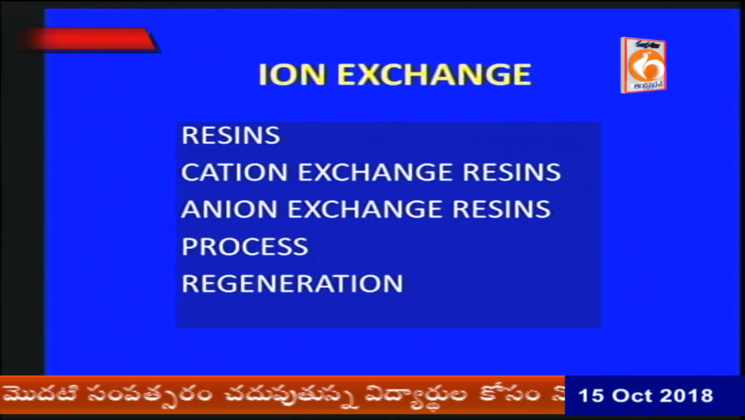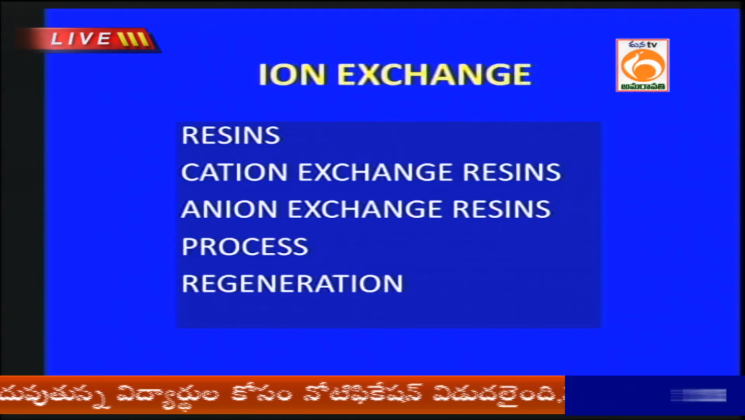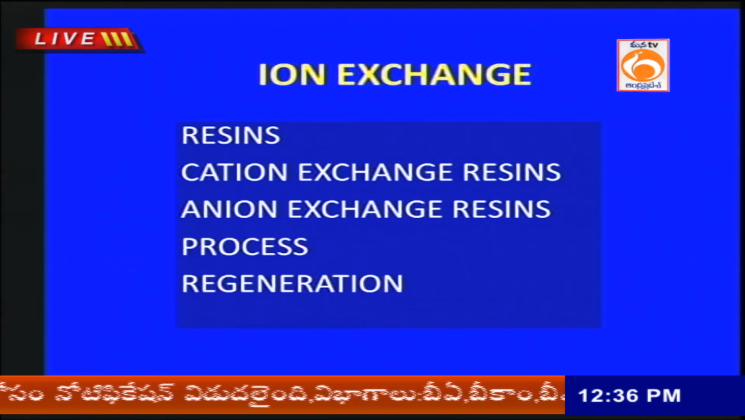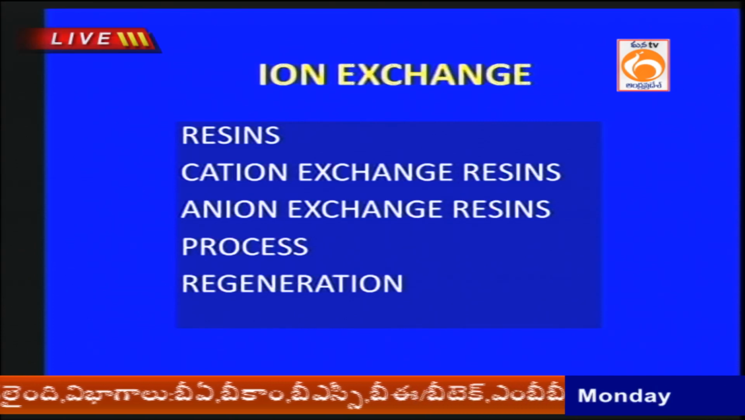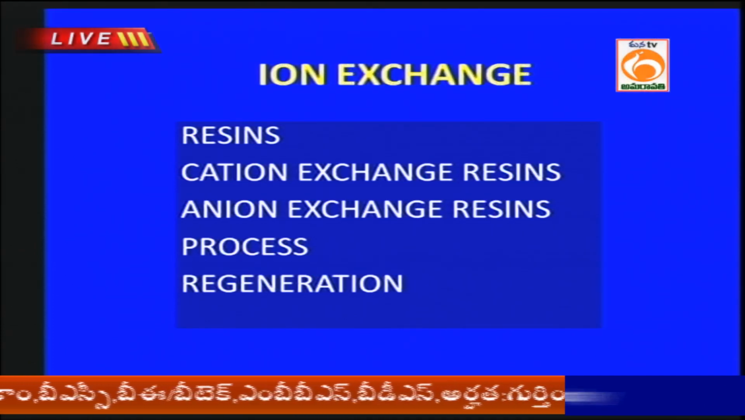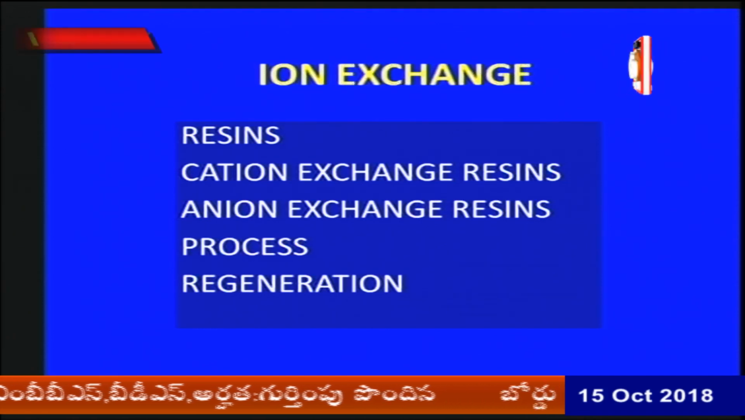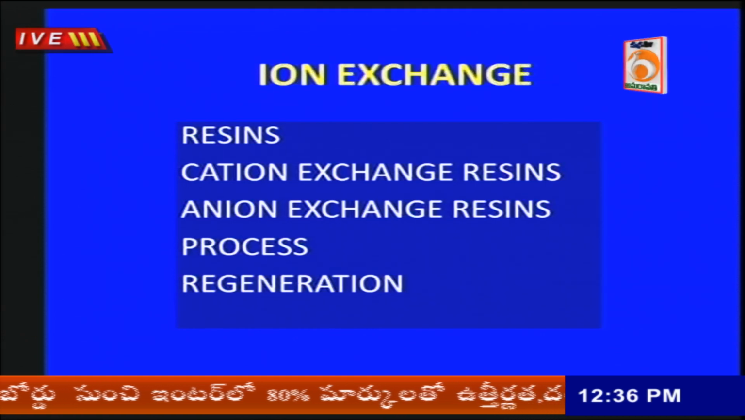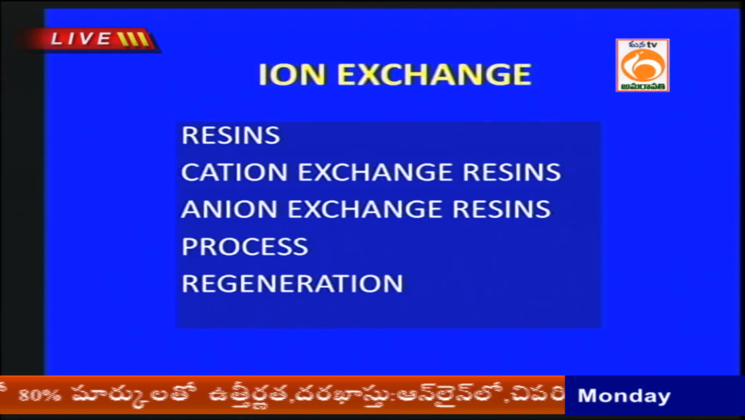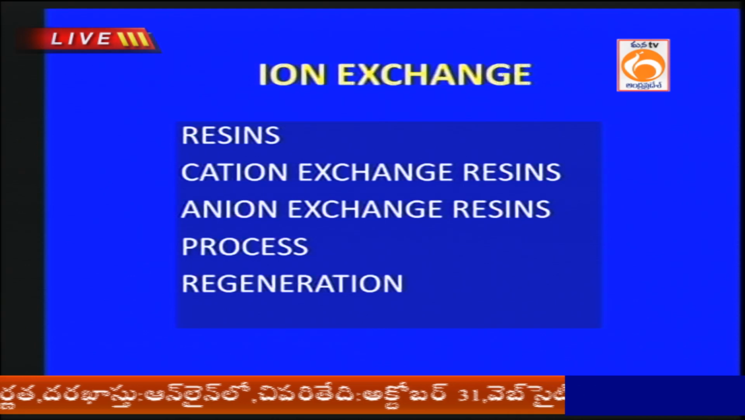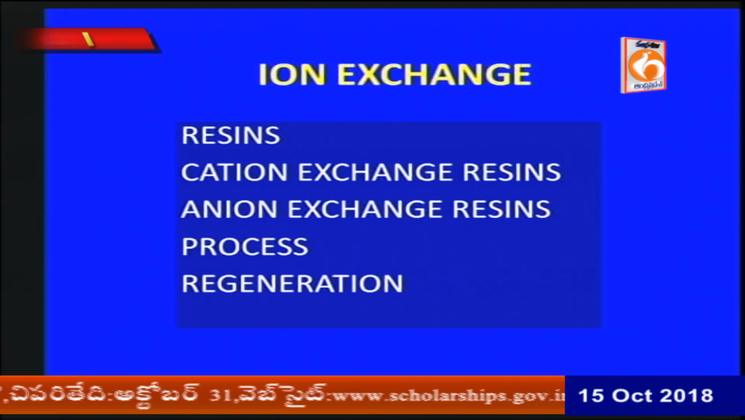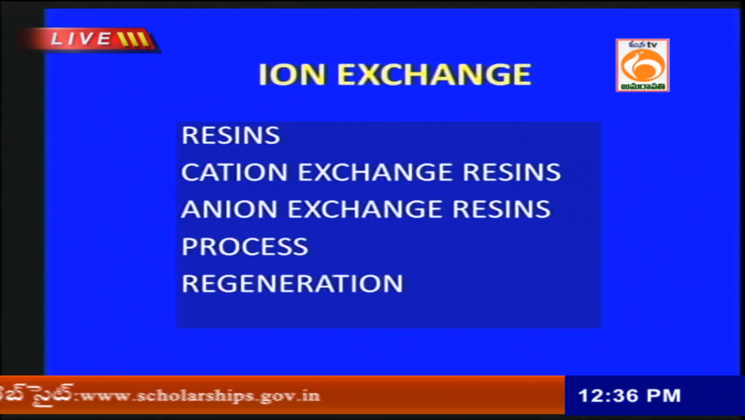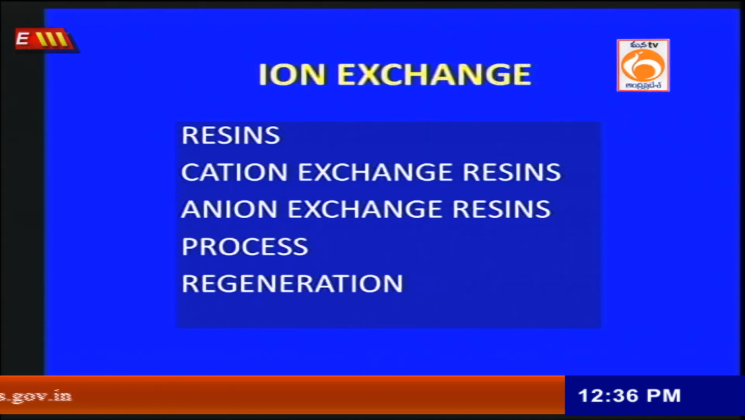In the ion exchange method, resins are used. There are two types of resins: cation exchange resins and anion exchange resins. We will explain how pure water is produced by removing the anions and cations, and next the regeneration of the resins, when a resin is completely exhausted and how we have to regenerate it. All this will be explained in the ion exchange method. First, see what a resin is.